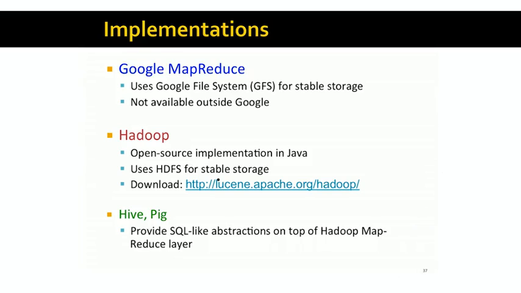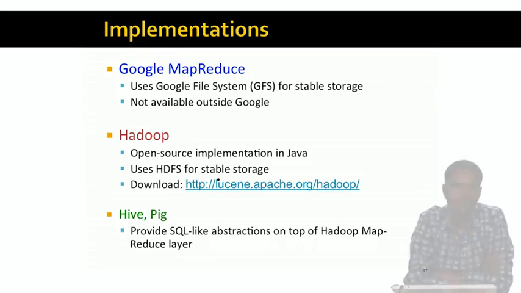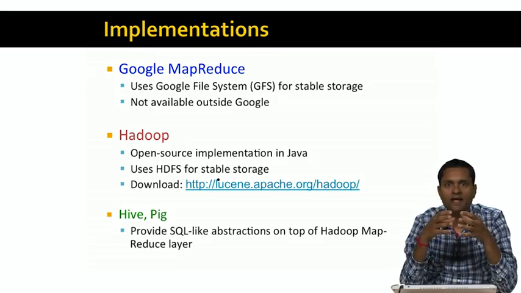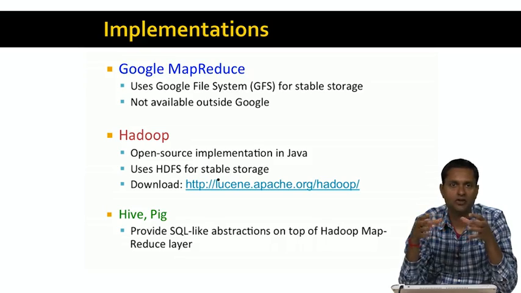It turns out that many use cases of Hadoop involve doing SQL-like manipulations on data. And so there are open source implementations called Hive and Pig that provide SQL-like abstractions on top of the Hadoop MapReduce layer so that you don't have to rewrite those as map and reduce functions.